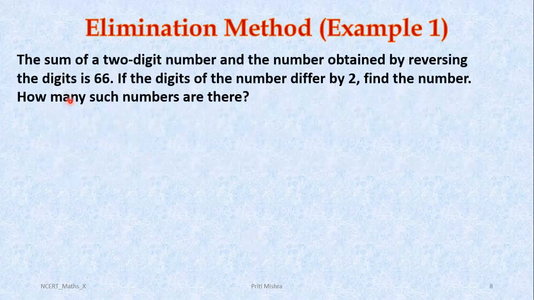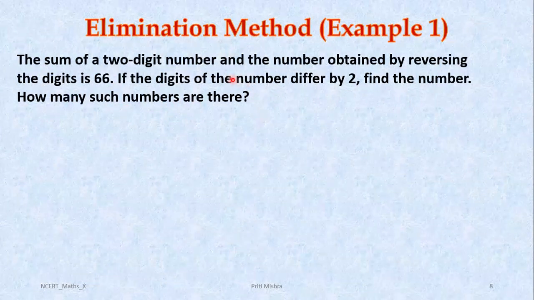So our first question is: the sum of a two-digit number and the number obtained by reversing the digits is 66. If the digits of the number differ by 2, find the number. How many such numbers are there? Means we have to find the two-digit number at first, and then find out how many such numbers exist for such an arrangement, right?